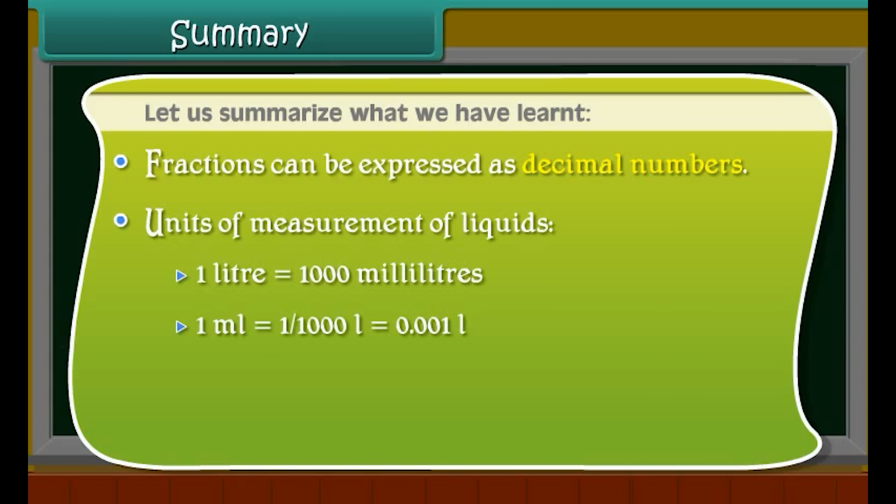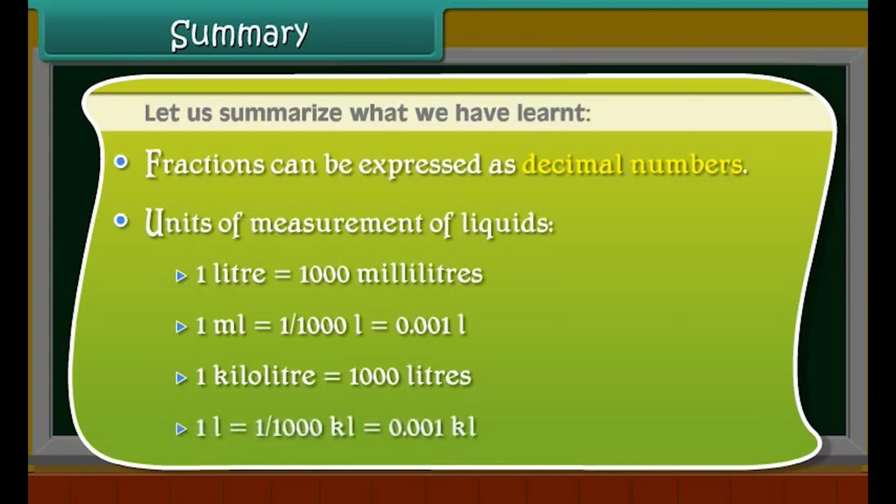That is equal to 0.001 liter. 1 kiloliter is equal to 1000 liters. 1 liter is equal to 1 by 1000 kiloliters. That is equal to 0.001 kiloliter.